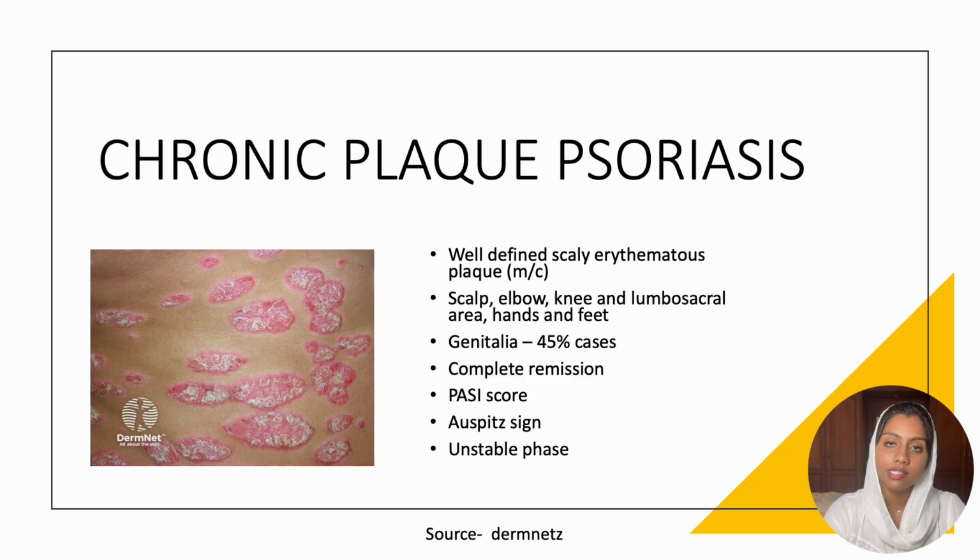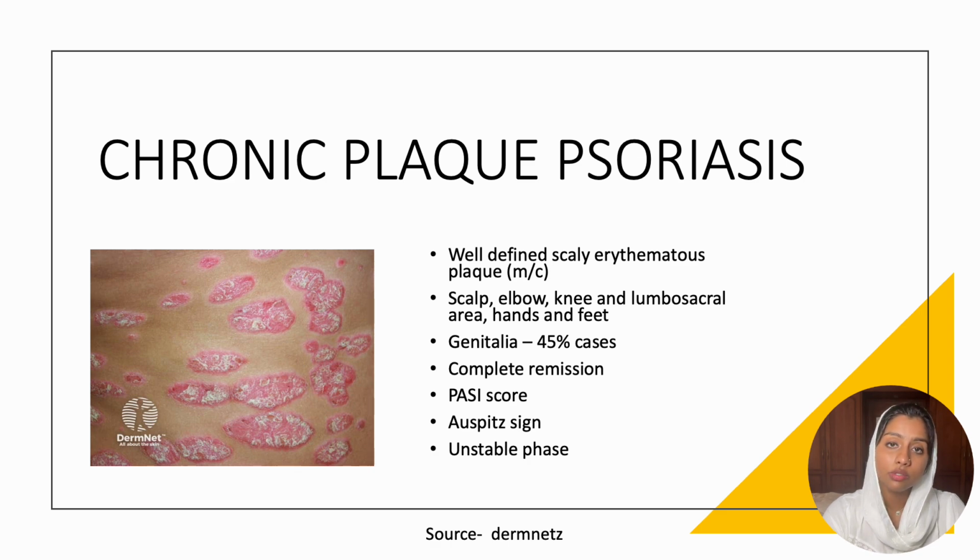You can also assess the severity based on what we call the PASI score, which is the Psoriasis Area and Severity Index score. This is not generally done routinely in clinics because it's a bit time consuming, but it's done mostly in clinical studies. There can be involvement of genitalia in 45% of the cases. And if the number of psoriatic plaques is increasing, patients complain of pain, and you can see some pustules, it might be that the psoriasis is going into an unstable phase.